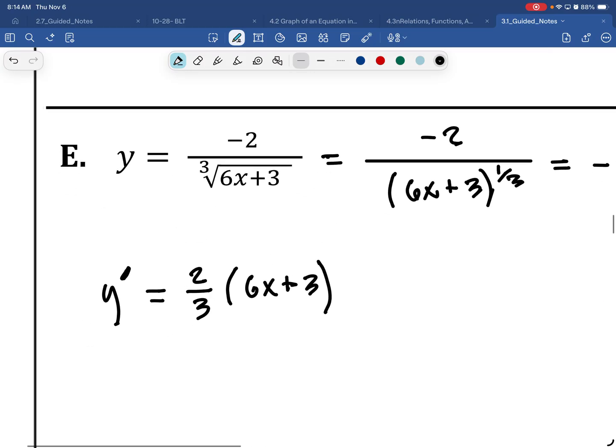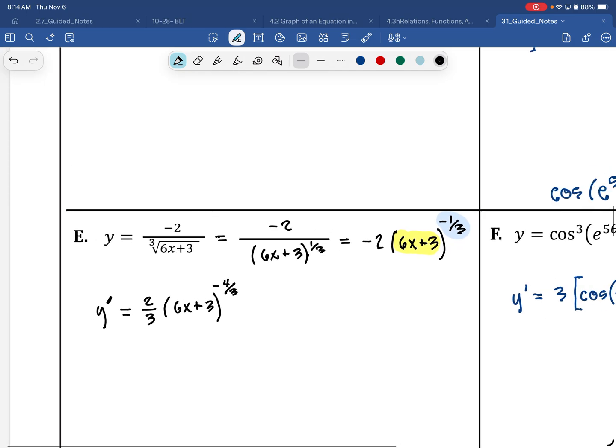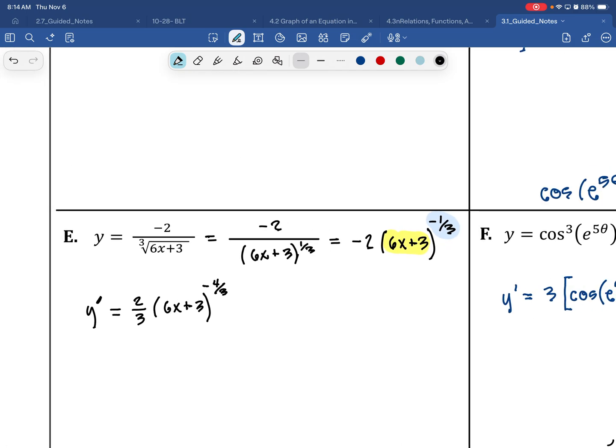Nice. Now, all I've done so far, this and this came from the power rule part of the original problem. Now I have to do the derivative of that 6x plus 3, which is just 6.